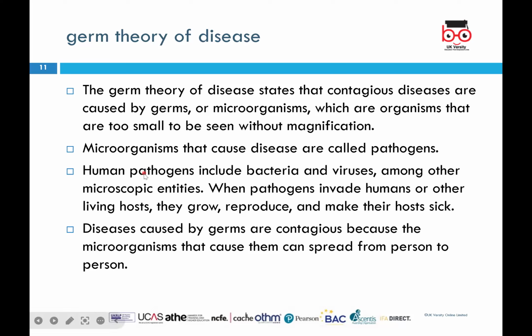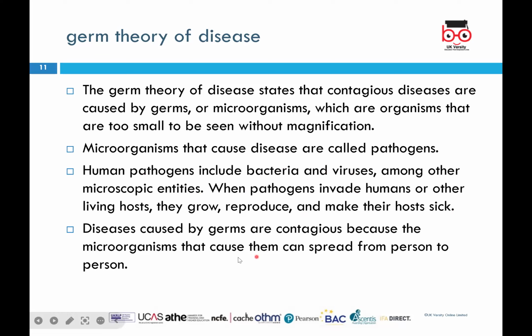Okay. Human pathogens include bacteria, viruses. You can't see them with the naked eye. There are many more, but these are the ones that cause the most harm. When pathogens invade humans or other living hosts, they grow, they reproduce, and make their hosts sick. So illness, we know, is caused by these microorganisms.